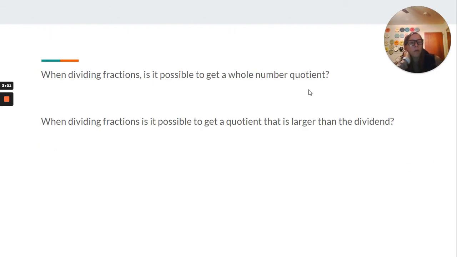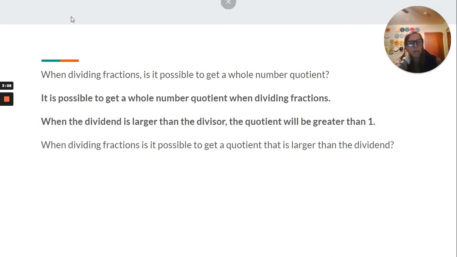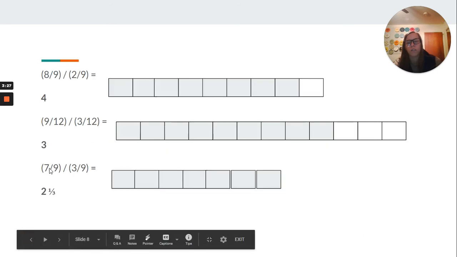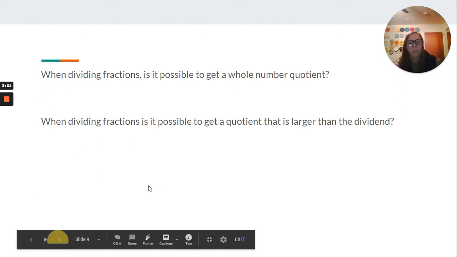So, a couple of questions. When dividing fractions, is it possible to get a whole number quotient? It is possible to get a whole number quotient when dividing fractions, as you saw with the 4 and the 3. When the dividend, that's the first number, is larger than the divisor, the quotient will be greater than 1. So we saw that in all 3 of our first ones here. 7 is bigger than 3, 9 is bigger than 3, 8 is bigger than 2.